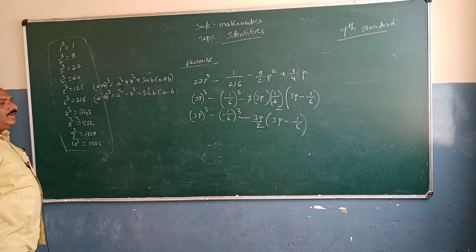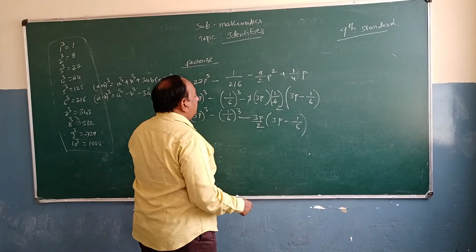When you multiply this, you get the first step. How to get the first step?